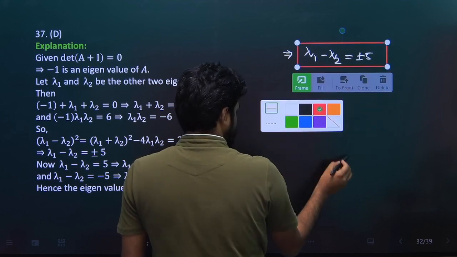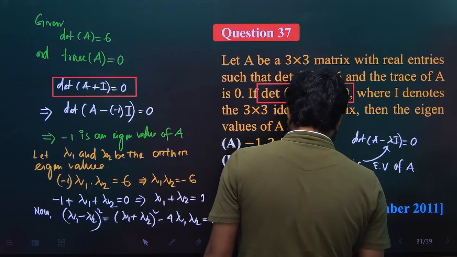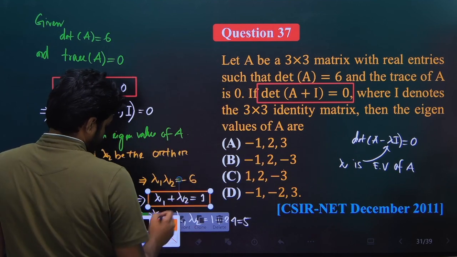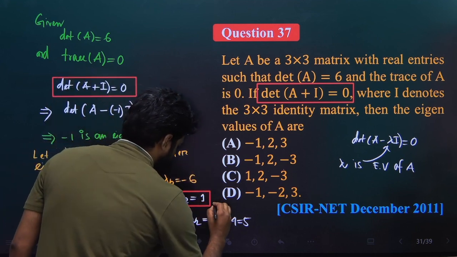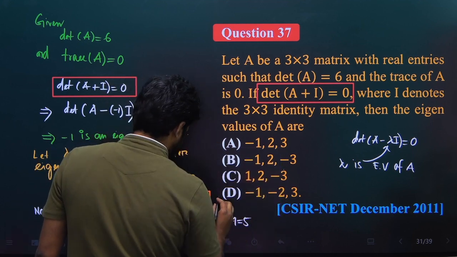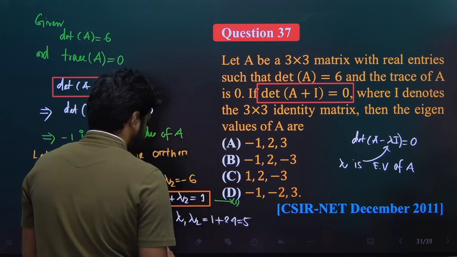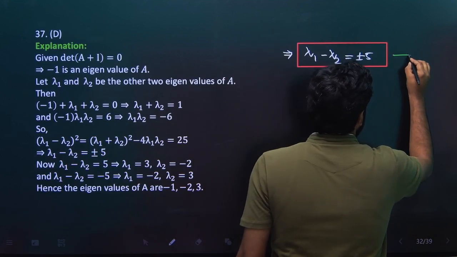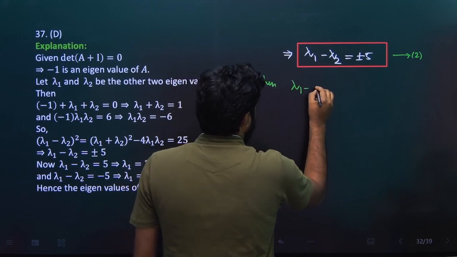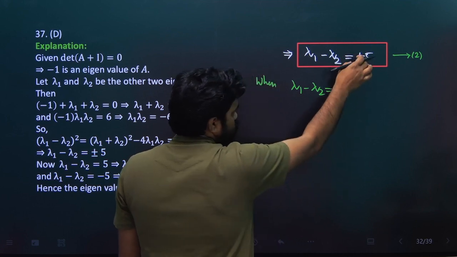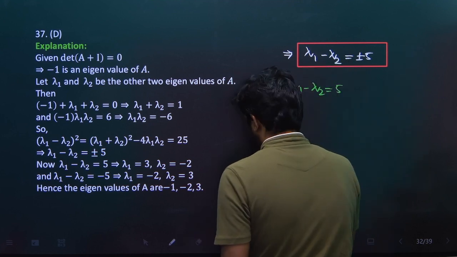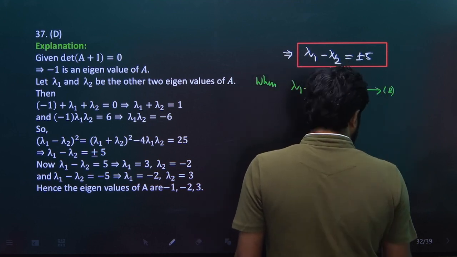Suppose this is equation 1. Now this is equation 2. So when lambda 1 minus lambda 2 is equal to 5, first we take positive. So what do we get? Suppose this is equation 2.